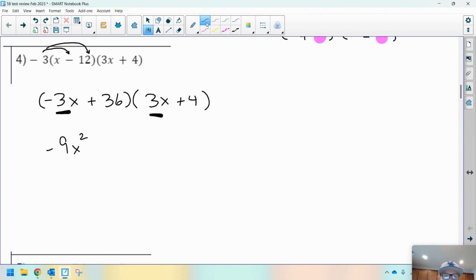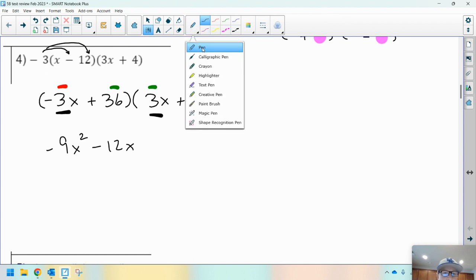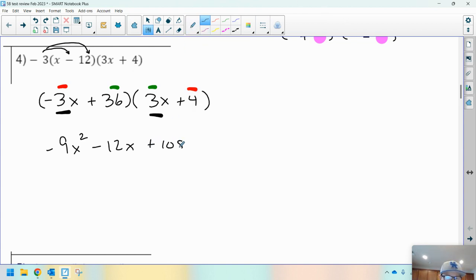The outside, it's these two. Those are the two on the outside. -3 times a +4 is going to be -12 with an x, because it's -3x. The inside, these two are the insides. We have 36 times 3. I don't know what that is, so I'm going to get my calculator out. 36 times 3 is going to be 108. So we have a plus 108 with an x, because that's a 3x times 36.